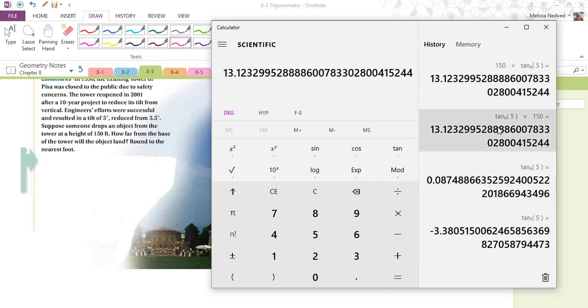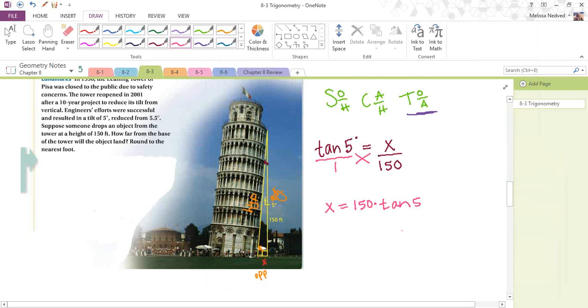You can see both ways here. You can see in my history that I've done it in 2 different orders. That's okay. Multiplication you can do in different orders, but I got the same answer as long as you click enter. Hopefully you're getting that. Now, our question says round to the nearest foot. So how far from the base of the Leaning Tower of Pisa was that object? It was about 13 feet.